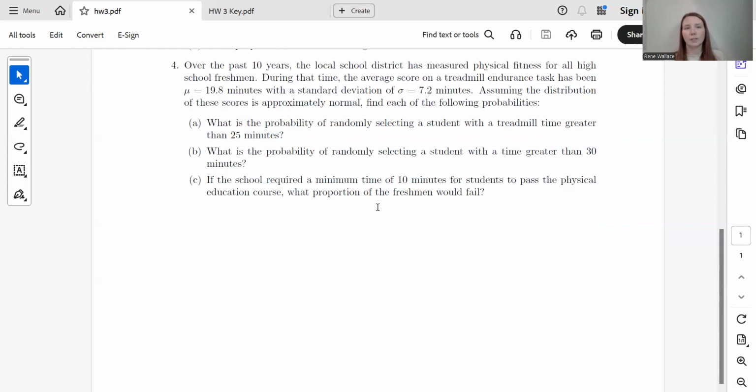Over the past 10 years, a local school district has measured physical fitness for all high school freshmen. During that time, the average score on the treadmill endurance task has been mu equals 19.8 minutes with a standard deviation of sigma equals 7.2. Assuming the distribution of these scores is approximately normal, what's the probability of randomly selecting a student with a treadmill time greater than 25 minutes? Greater than 30 minutes? If the school required a minimum time of 10 minutes to pass, what proportion of freshmen would fail?